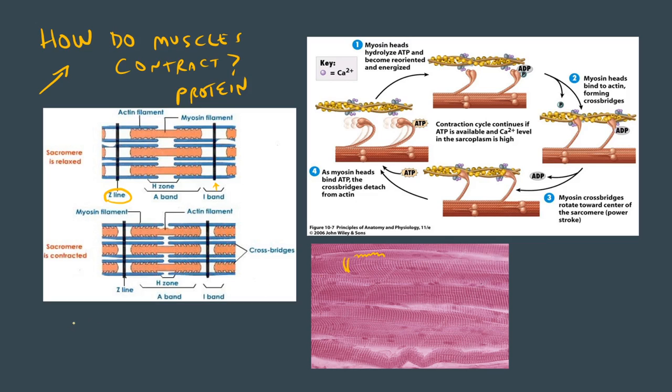If you were going to be a doctor, if you were trained to be a doctor, you will learn that these little stripes are called sarcomeres. These are sarcomeres, and it's a contractile unit. Sarco means muscle, and mere means unit. Muscle unit. So each one of these stripes here is its own little contracting unit.